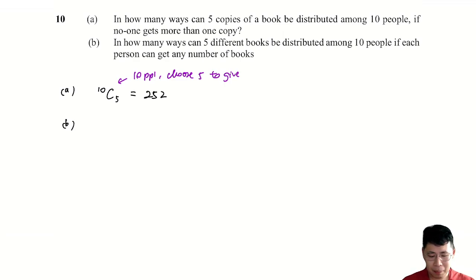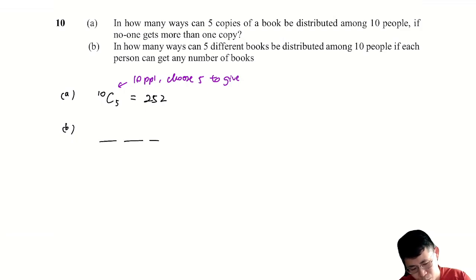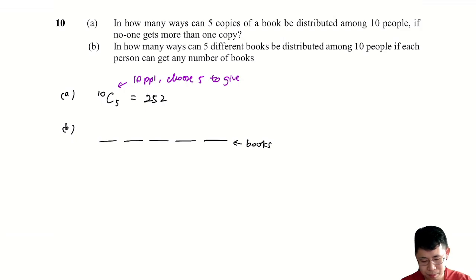Now in part B, in how many ways can the 5 different books be distributed among 10 people if each person can get any number of books? Okay, alright. So over here now we're going to distribute 5 books. So I have 5 books to give away. So for the first book, how many people can I give away to? I can give away to 10 people.